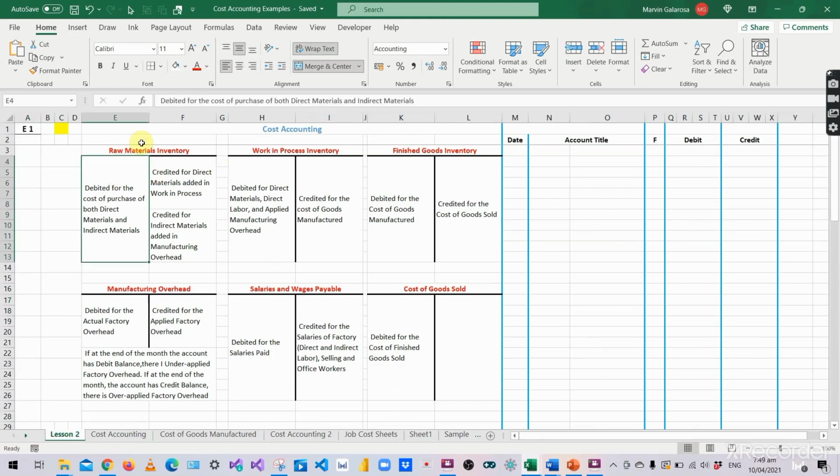Last time, diniscuss natin to tungkol sa debits and credits ng mga particular account. So, for raw materials, ang debits niya is for the purchase of direct materials and indirect materials. So, under na ng isang account, ang direct and indirect. Sa record natin yung transaction.